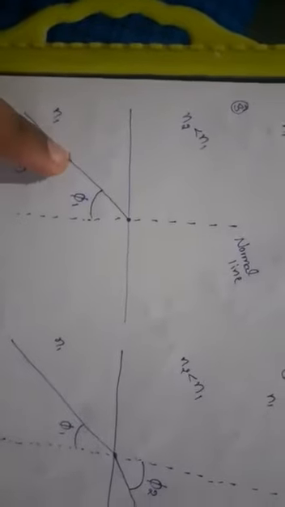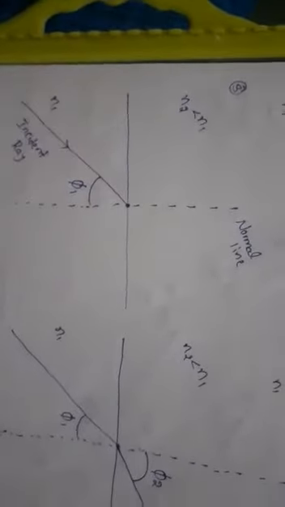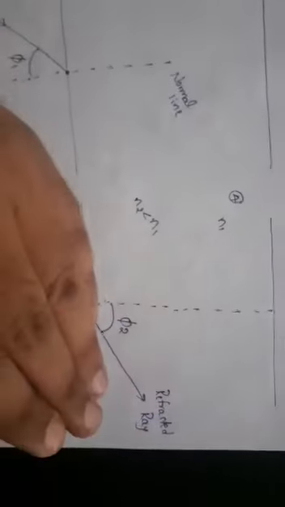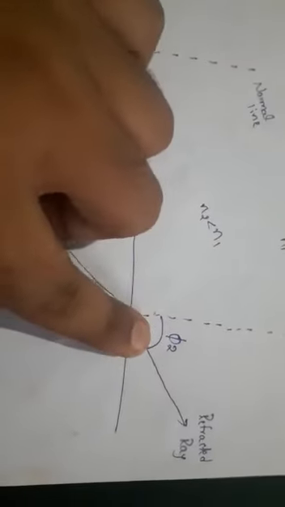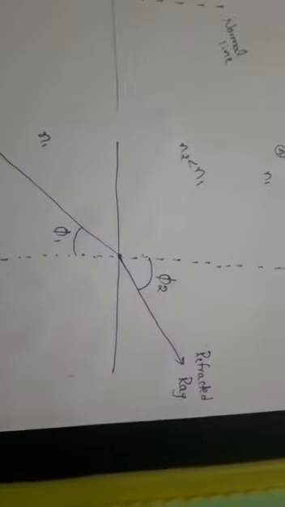Whenever we apply the light, what will happen here? It will enter into another material with some bend. Some part of the light will be bent here. That is called the refracted ray, and the angle is phi 2. That is the angle between the refracted ray and the normal line. So this one is the fourth step.